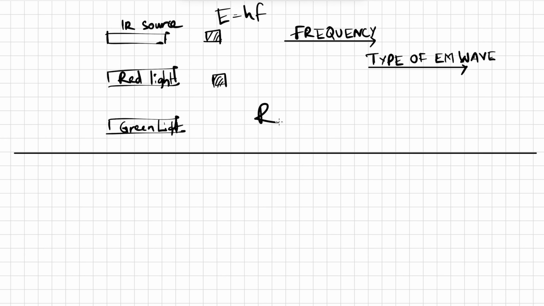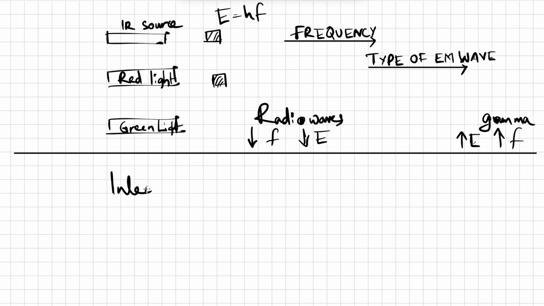In an electromagnetic spectrum, radio waves have the lowest frequency and gamma rays have the highest frequency. So radio waves have the lowest energy and gamma rays have the highest energy. What about the intensity of a radiation? Intensity.